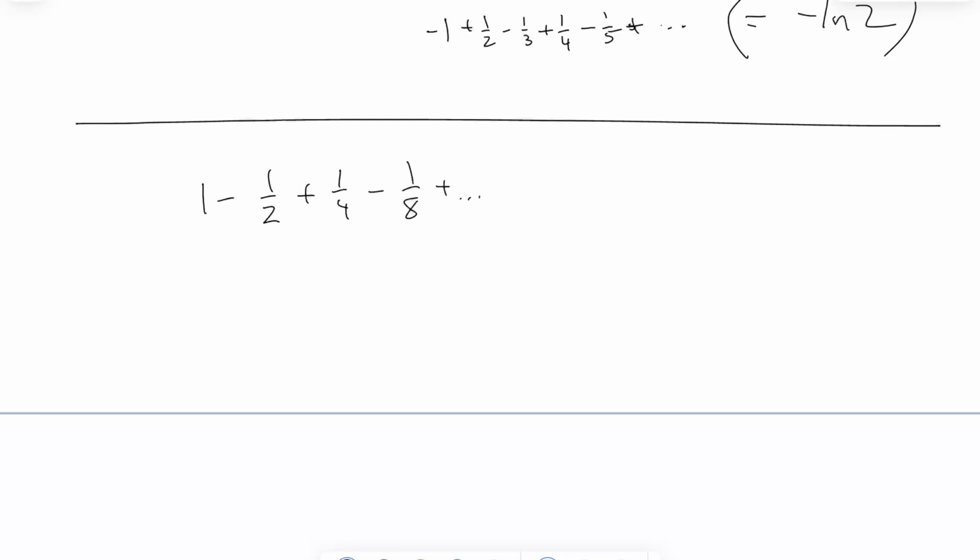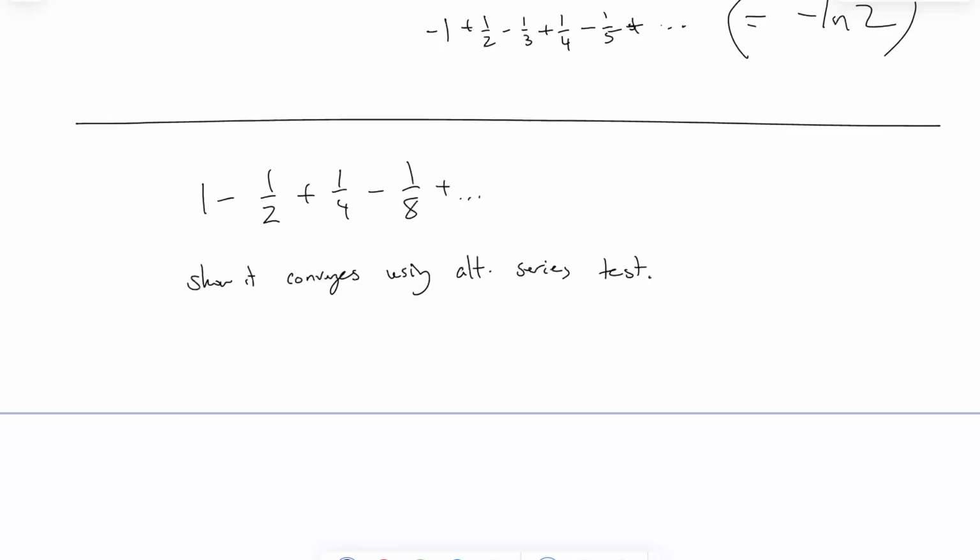This one is geometric and alternating. Now, actually, you can do this one just by thinking of it as a geometric, but I want to try to do the alternating series test. So let's show it converges using the alternating series test.